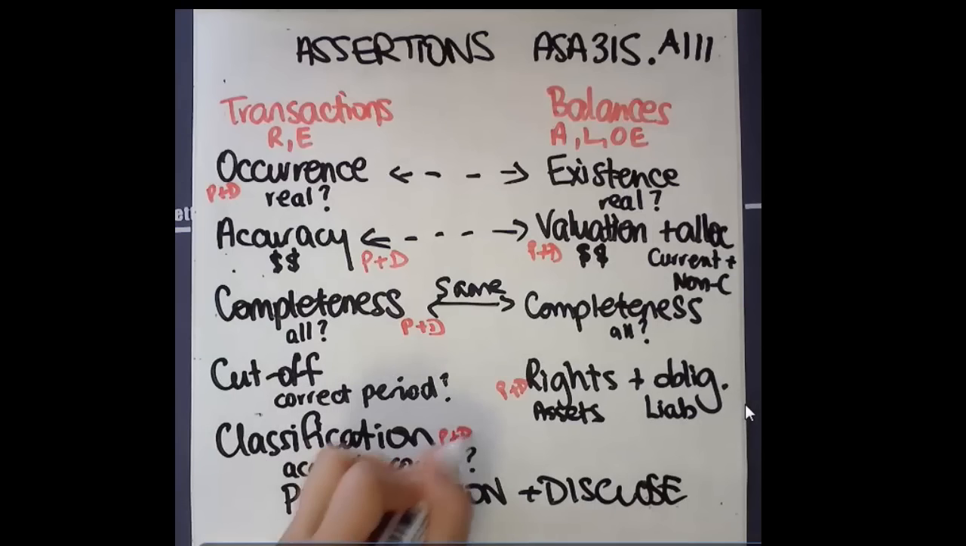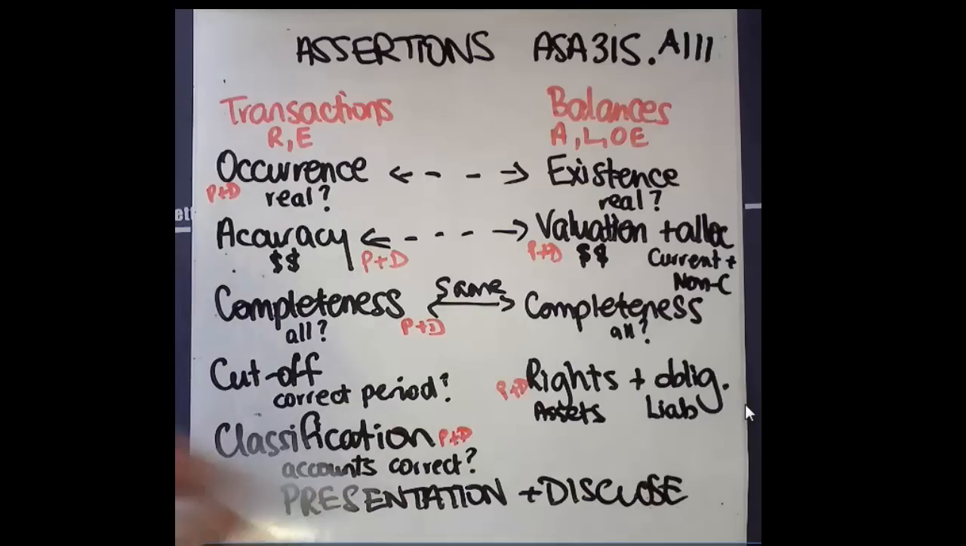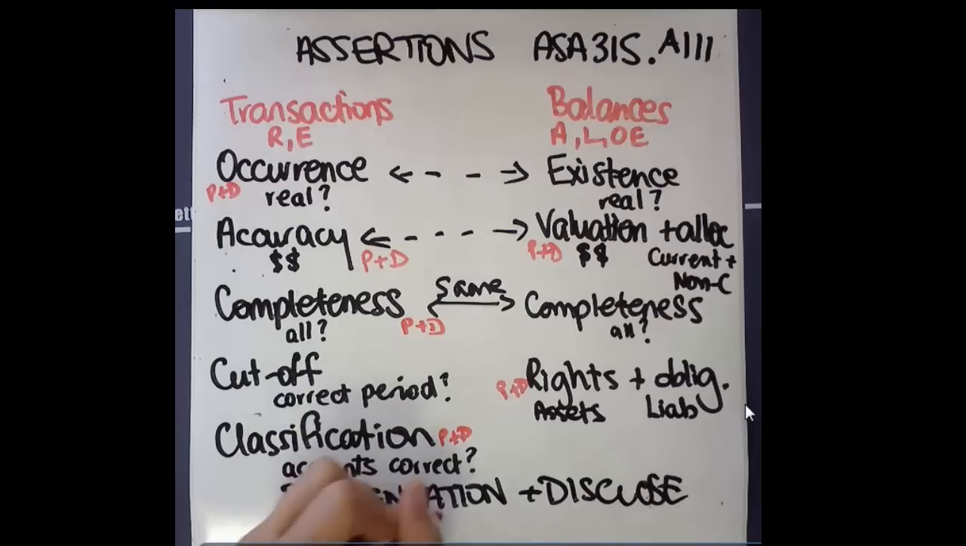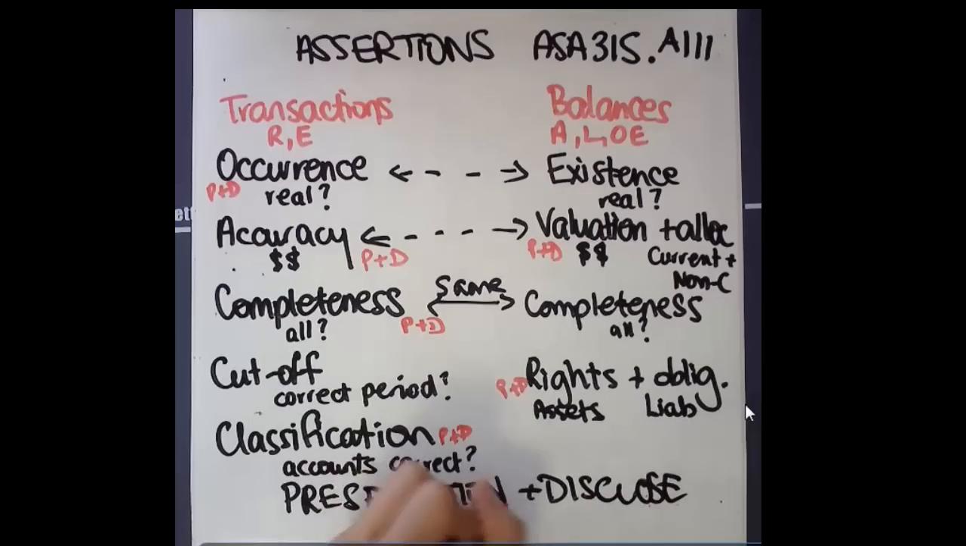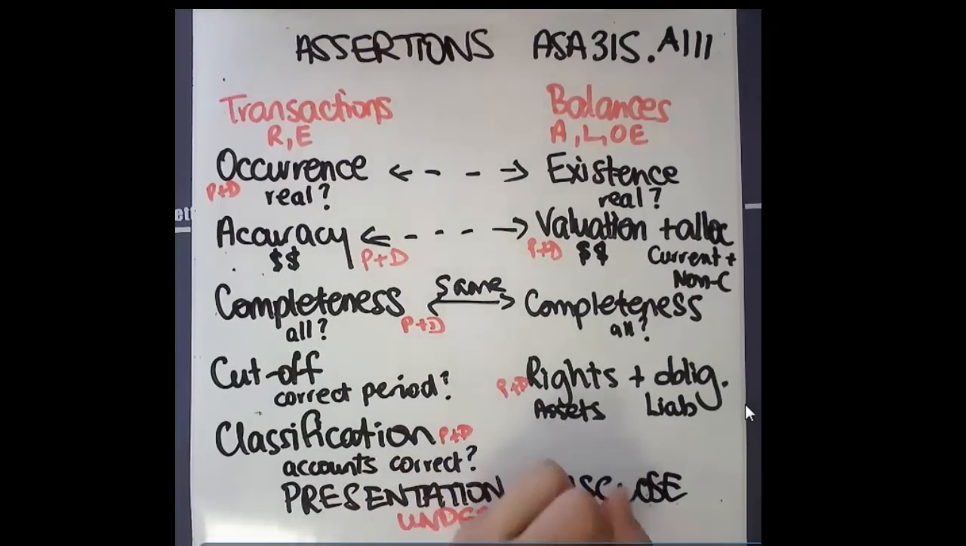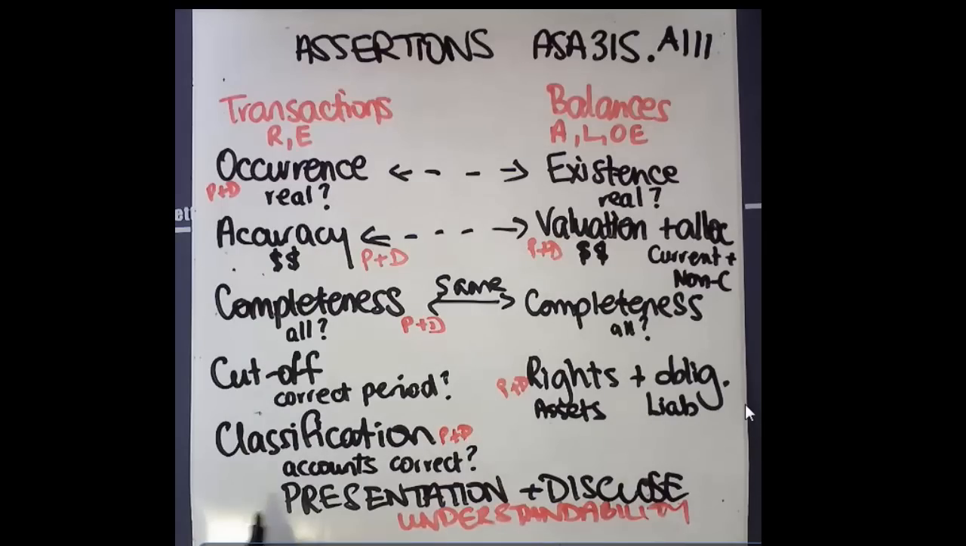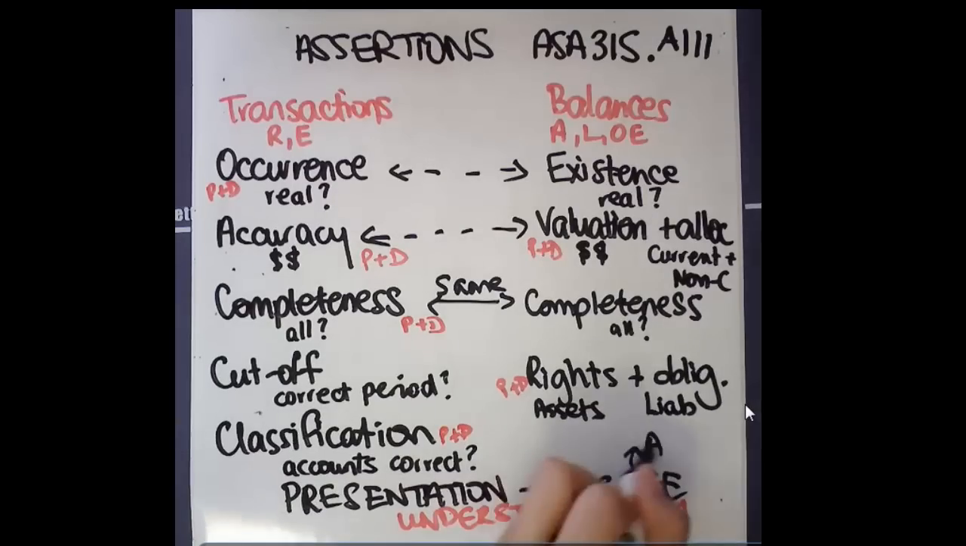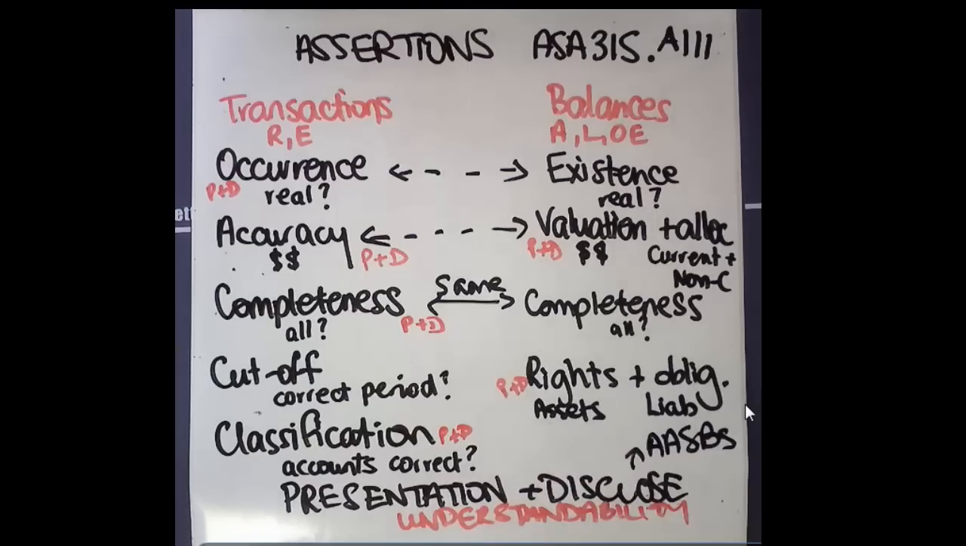The only extra one, so you notice a lot of these carry over, is the assertion around understandability. And our understandability assertion is making sure that information that's presented in our financial statements is understandable by the users. But our presentation and disclosure assertions really focus on making sure everything is recorded, reported, and disclosed in accordance with our AASBs.